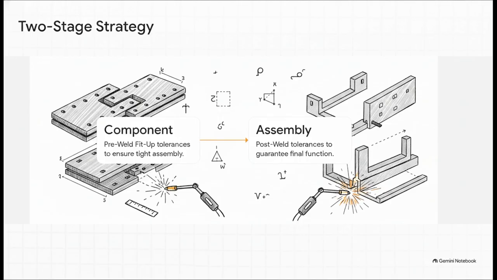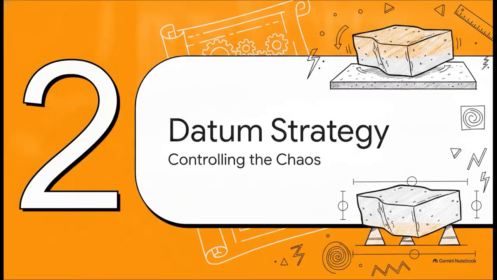Once the heat has done its thing and warps the structure, we use a completely separate set of tolerances on the final assembly to control how it actually interfaces with other parts. Moving right along to Section 2, datum strategy and controlling the chaos.